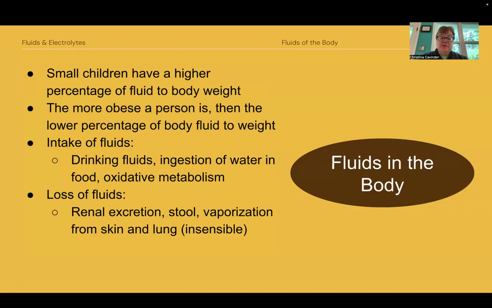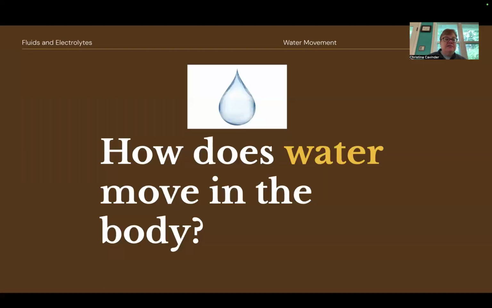Loss of fluids: renal excretion or urine, stool, and then, of course, vaporization from our skin and lungs. And that's called insensible water loss. And we call it insensible in that it's hard to measure. You can't really measure how much fluid you're losing by breathing or through your skin. Obviously, we worry about people who breathe really fast or are panting, you're losing more water that way, but it's insensible. It's a small amount. It's not really measurable, and that's why we call it that.